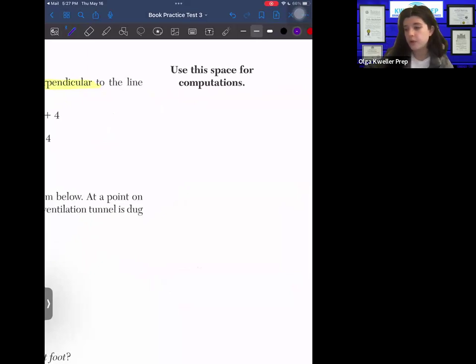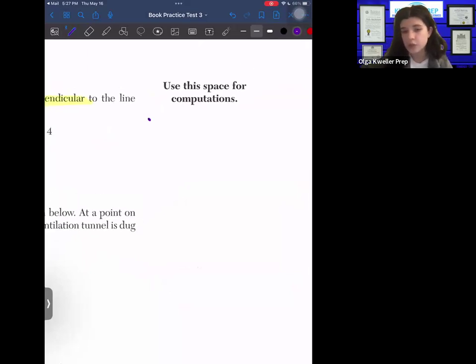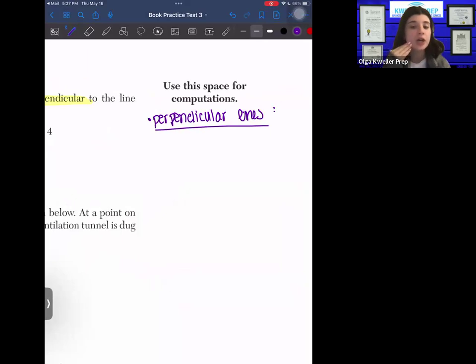Let's review. What is the relationship of slopes in perpendicular lines? Yeah, flipped. What does that mean? Use math terms. Yeah, I can see all of your comments. Everybody in the chat? Yeah, negative reciprocal. Excellent. So perpendicular lines have slopes that are negative reciprocals.